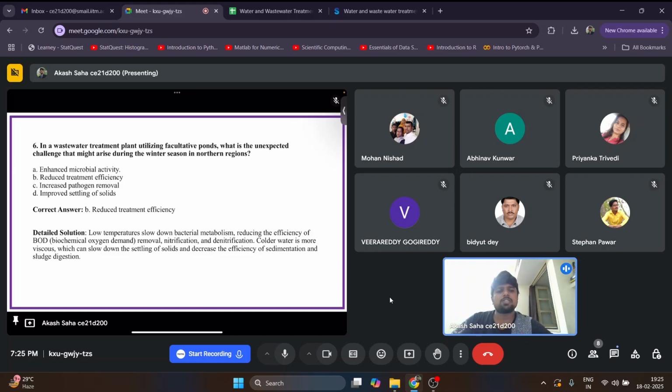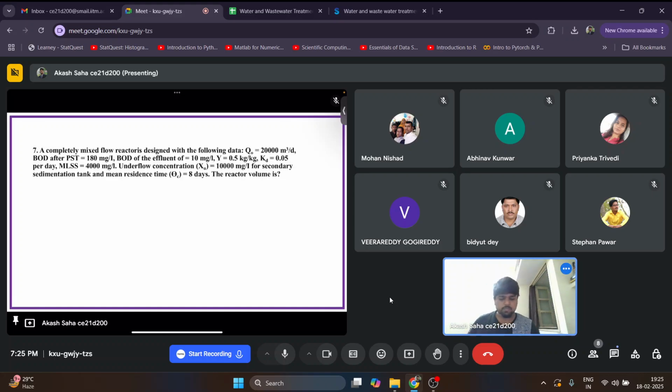So this viscosity can increase the resistance for the solids to settle, and hence will decrease the sedimentation or even the sludge dilution. Everything will be reduced. So definitely the primary reason is microbial metabolism, which will slow down during low temperatures, and it will directly affect your removal, nitrification, denitrification. Everything will be getting reduced, right?